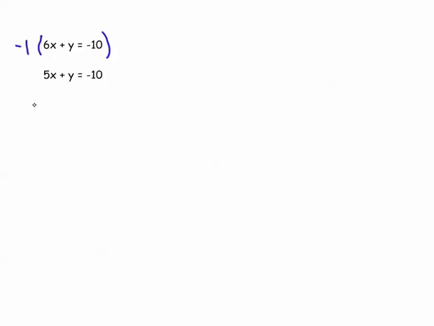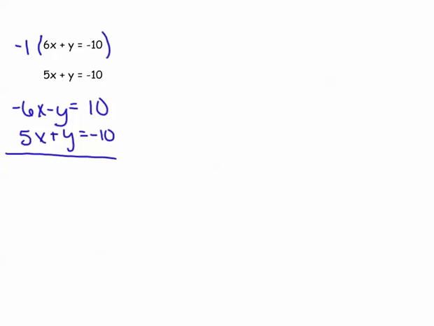So we're going to wind up with -6x. That y now becomes negative, so it's -1y. And then that is going to be equal to a negative times a negative is a positive for our 10. So now we can take that second equation, and we're just going to copy it down. So 5x plus y equals the -10. So notice we've only changed one equation. We've only multiplied 1 by -1.